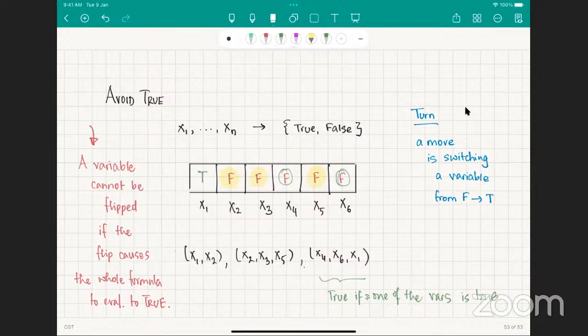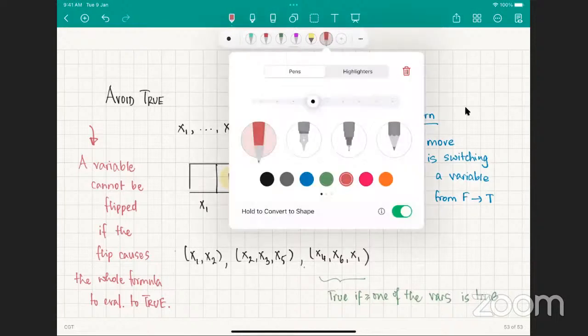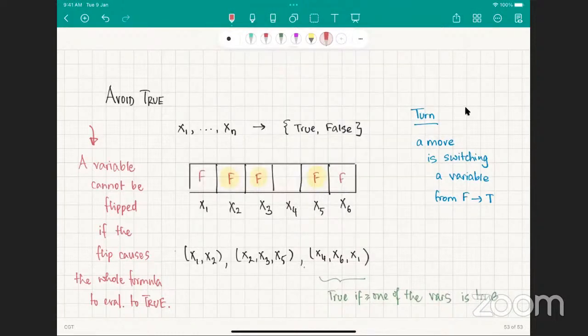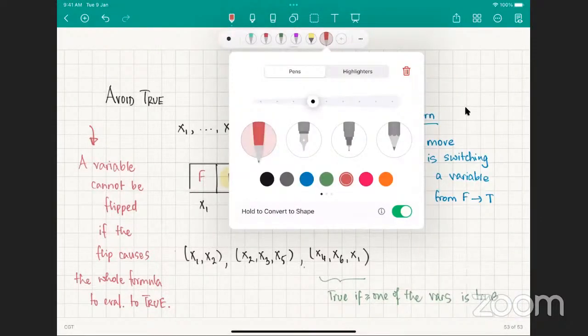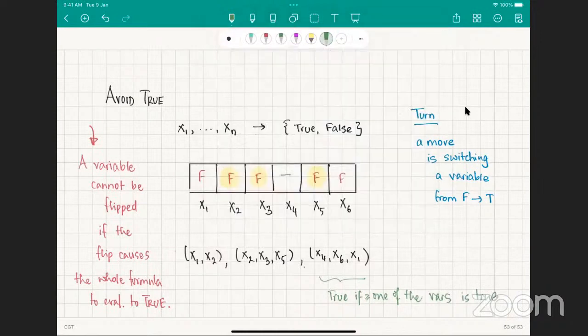But the first player could also, just to get some practice with the game, choose to flip, say, x4. What effect does that have? If the first player flips x4, then that makes this set true. It doesn't affect any of the other ones, right?